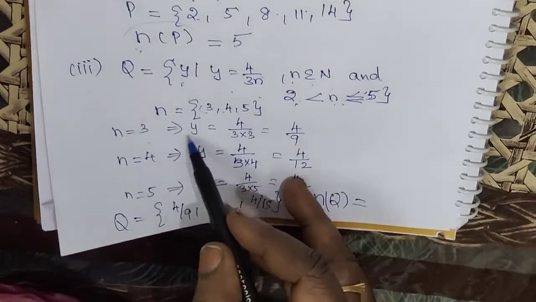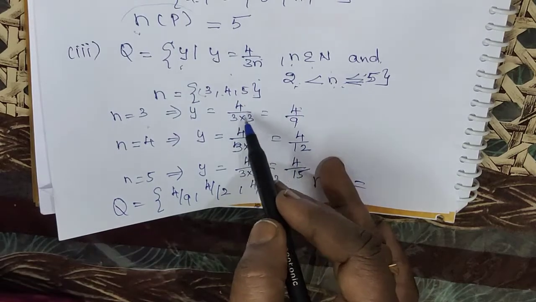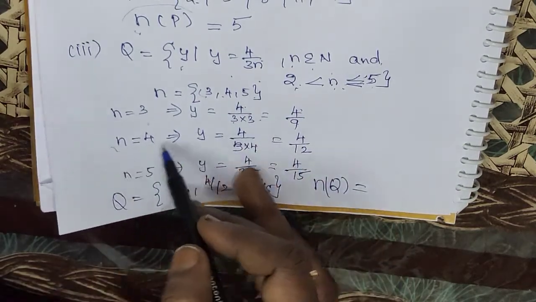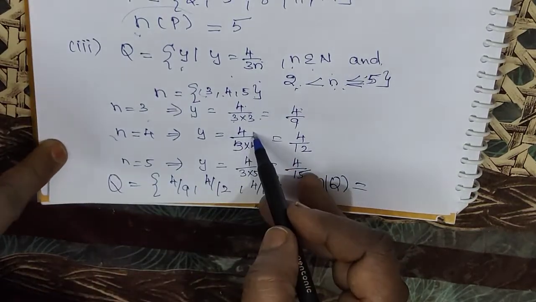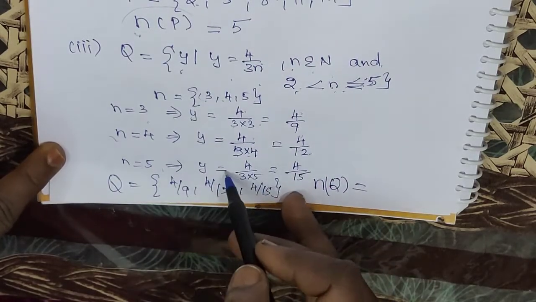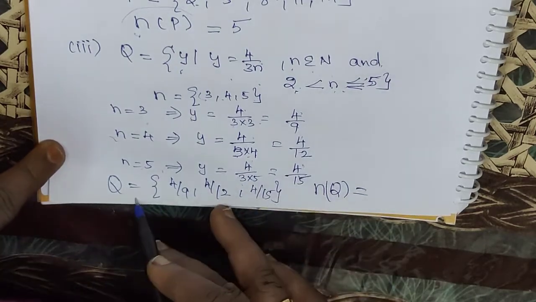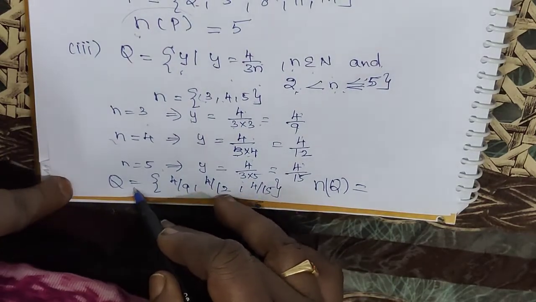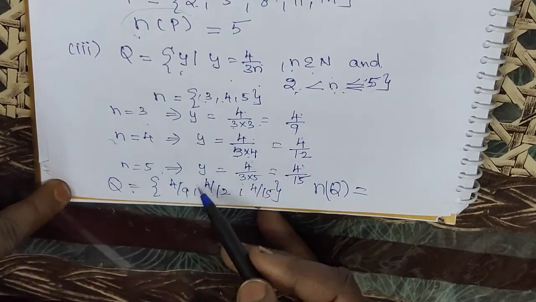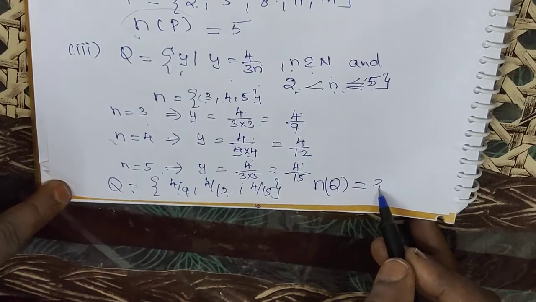So when n equal to 3, y value becomes 4 by 9. How? y equals 4 by 3 into 3. N equal to 4 means y equals 4 by 3 into 4, 4 by 12. N equal to 5 means y equals 4 by 3 into 5, 4 by 15. So the set Q consists of the elements 4 by 9, 4 by 12 and 4 by 15. So n of Q is 3.